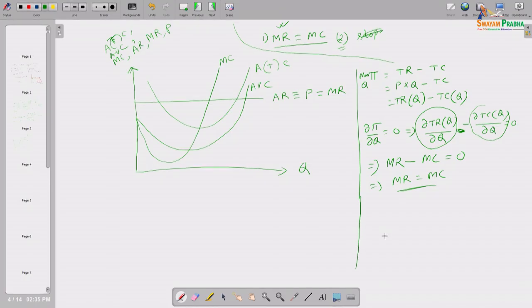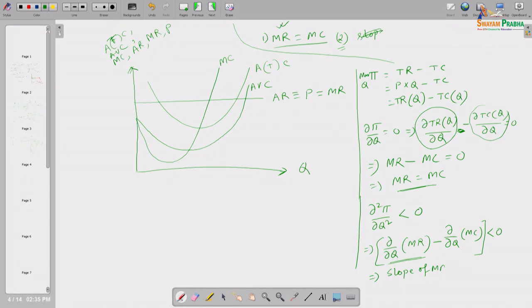What is the sufficient condition, or second order condition? Of course, del 2 pi del q 2 must be less than 0. If you do that, it will be del q of MR minus del q of MC must be less than 0. So, this implies del q of MR, the slope of the marginal revenue curve, because on the horizontal axis we are measuring quantity, and this is the slope of the MC curve in the same way. This minus that is less than 0, so the slope of MR must be less than the slope of MC. So, this is the second order condition, or sufficient condition, for profit maximization.